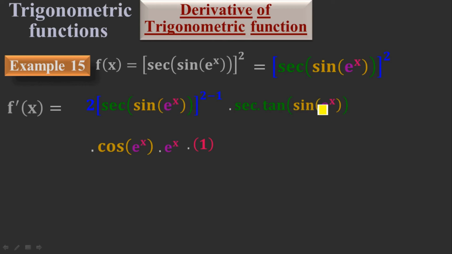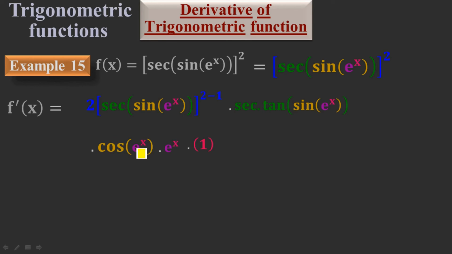And then times the derivative of this yellow one, which is the third outermost function. So the derivative of sine theta is cos theta. So the derivative of sine is cos. Put e to the x as it is. And then once you are done with the yellow one, you have to pick this part.